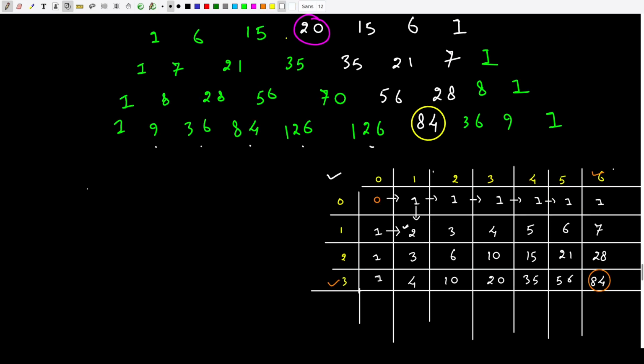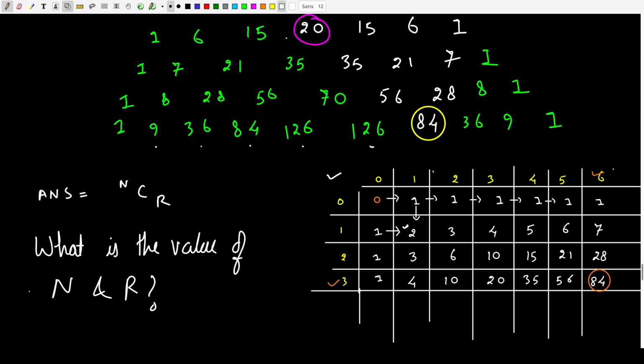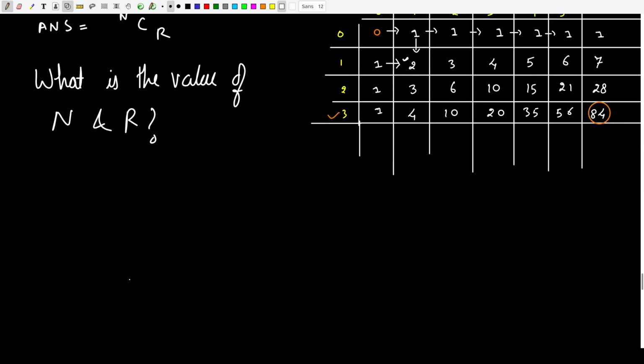So far we have realized that in order to compute our answer, we need to compute NCR. So now the next question which we need to tackle is, what is the value of n and r? So now let us try to figure out what should be the value of n and r. From our DP table, we know our answer is the last element of our matrix, right?